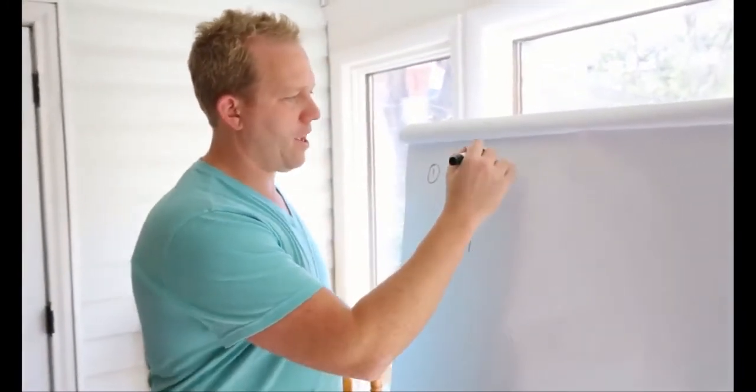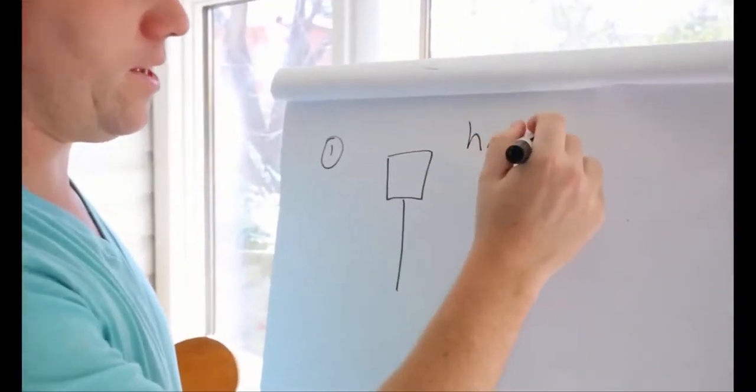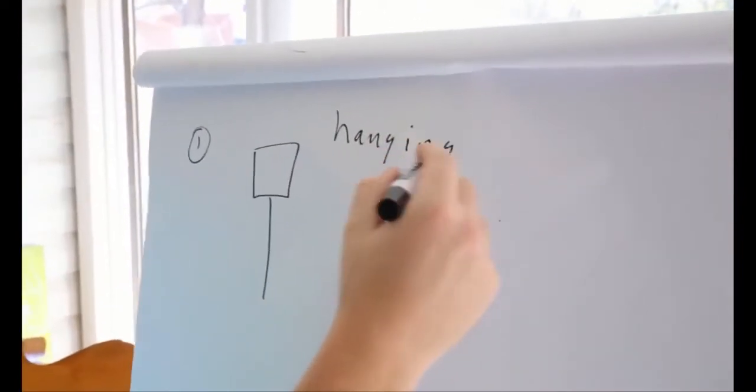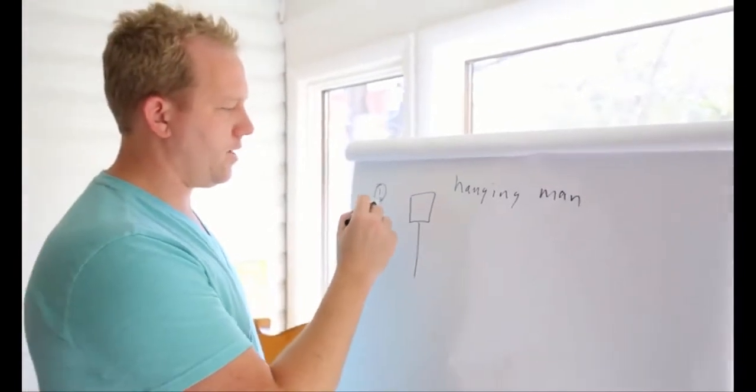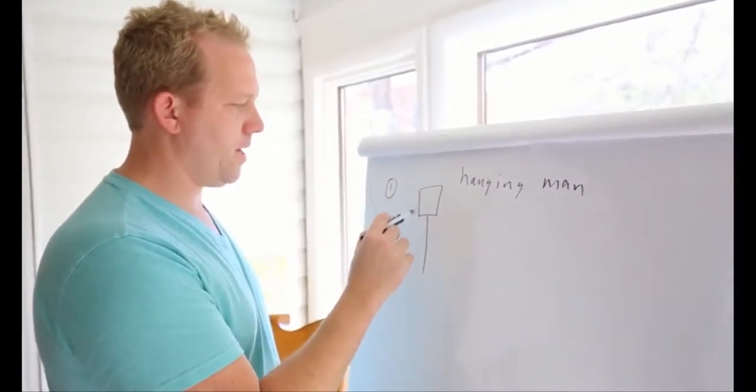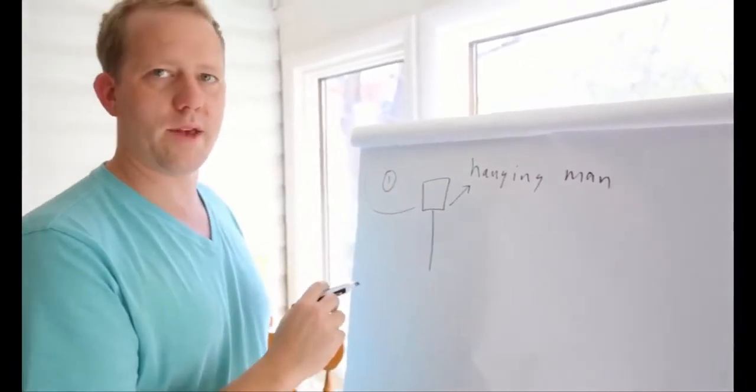This is a hanging man candle. Hanging man. It is what it sounds like and it is what it looks like. This basically indicates a reversal of a stock that came down and is starting to go back up again. Does that make sense?